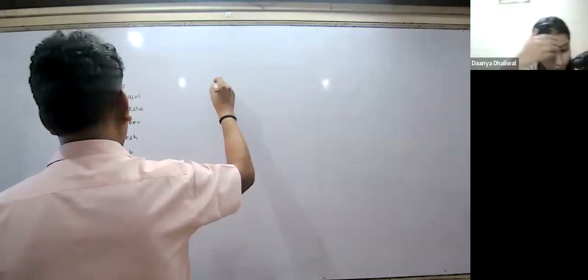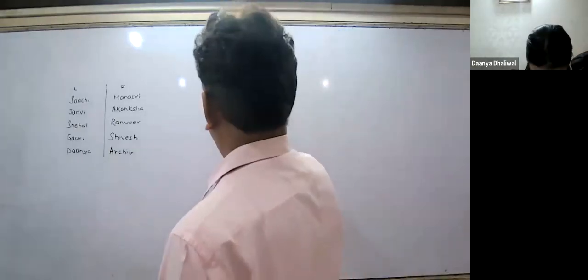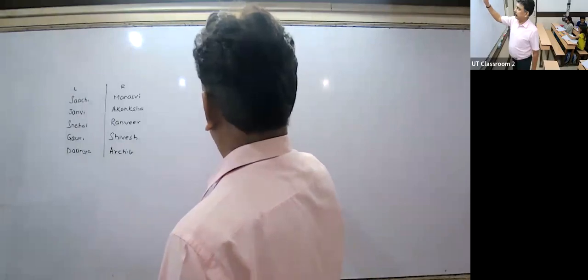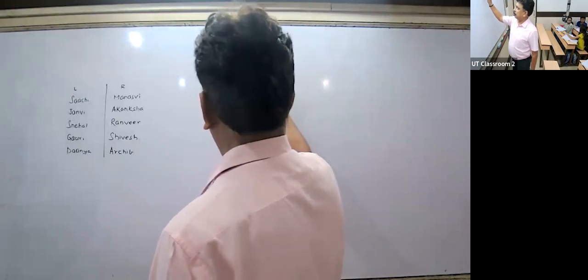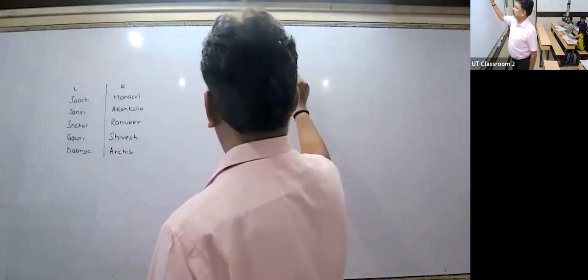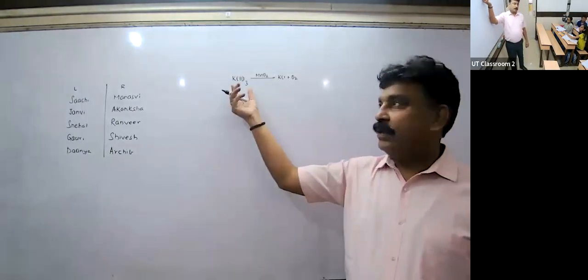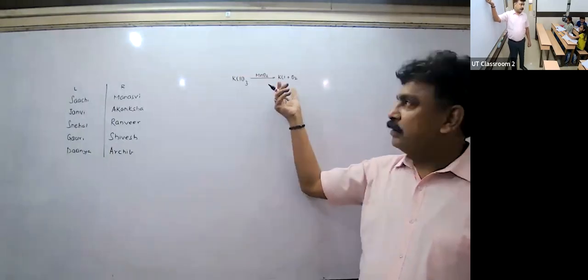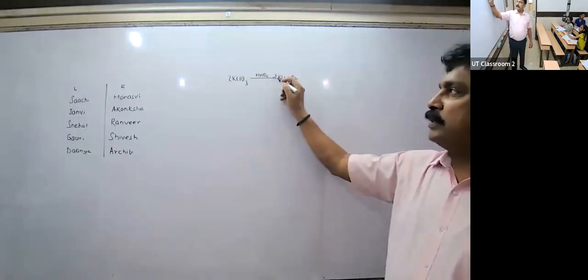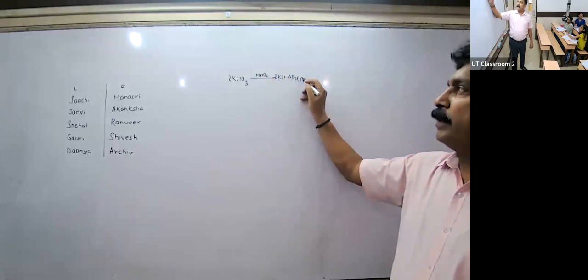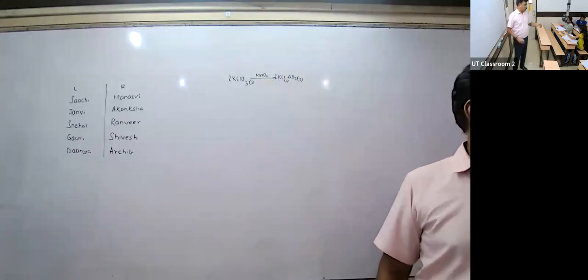Yes, sir. 2 KClO3 under MnO2 gives 2 KCl plus 3O2. KClO3, in the presence of catalyst MnO2, gives KCl and oxygen, and of course you have to balance it: 2 KCl, 3O2. Very good.